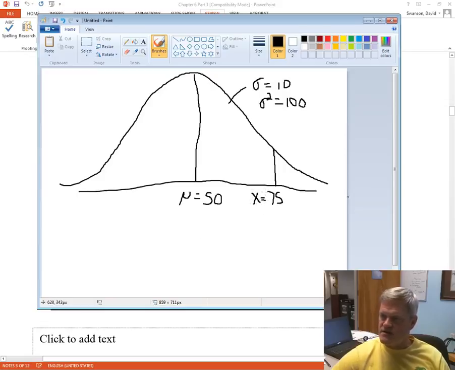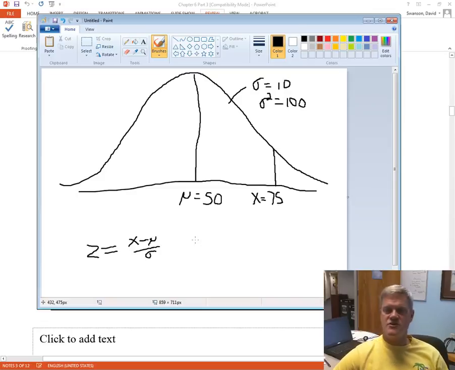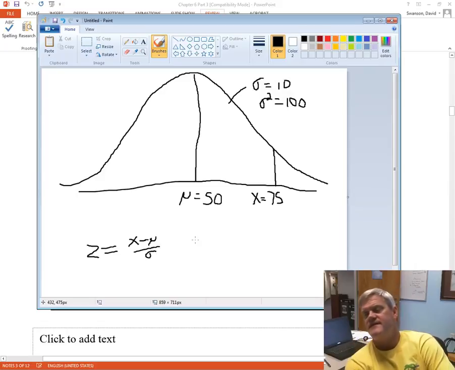Okay, so first of all, let me write my equation here. It's z is equal to x minus mu divided by the standard deviation. Okay, so here's the question. Our barn holds 75 elephants.